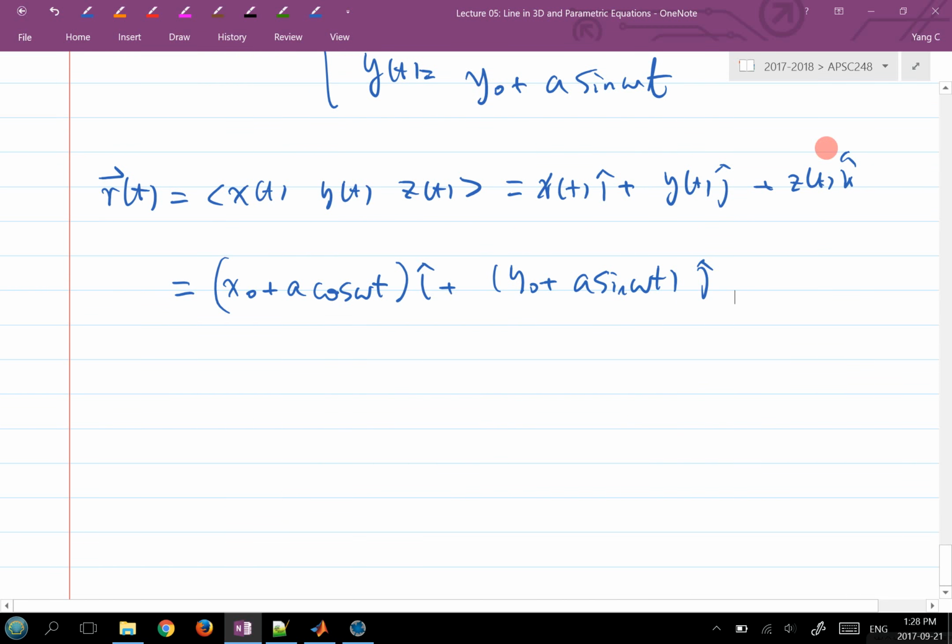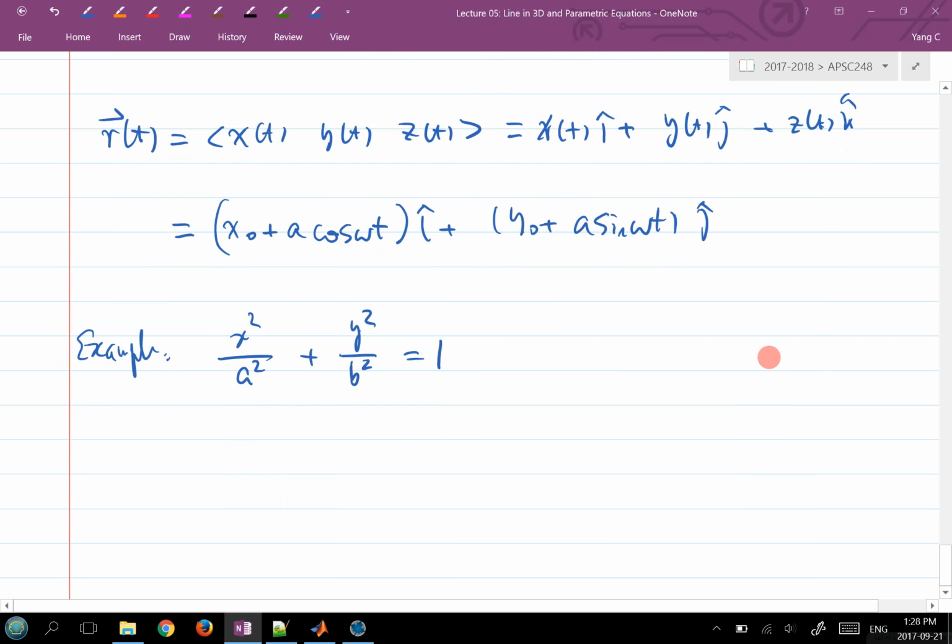One more here. Let's say here is an ellipse, right? So x squared over a squared plus y squared over b squared equal to 1. So this is an ellipse. If you draw it out, it's an ellipse centered around the origin. The a will be here, the b will be here. Then can we come up with one set of parametric equations describing this ellipse?